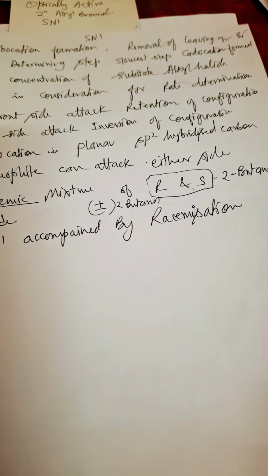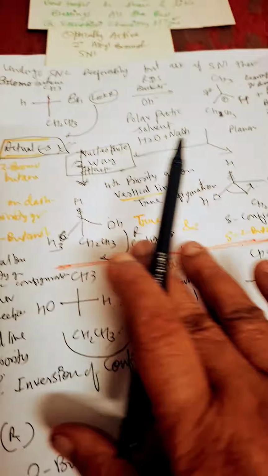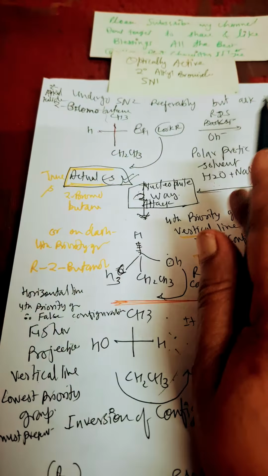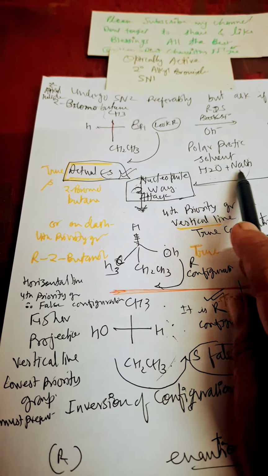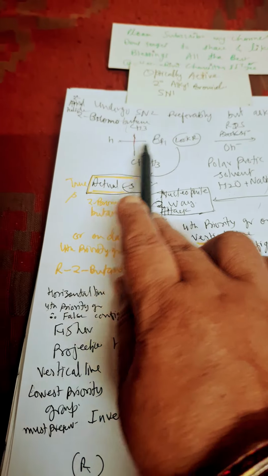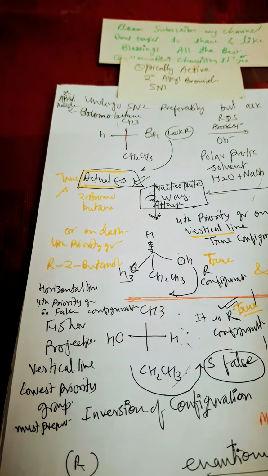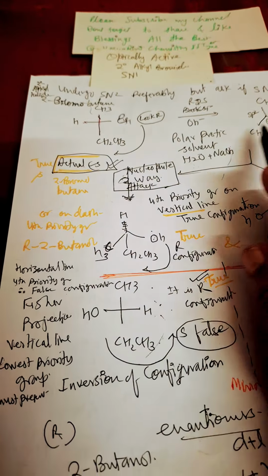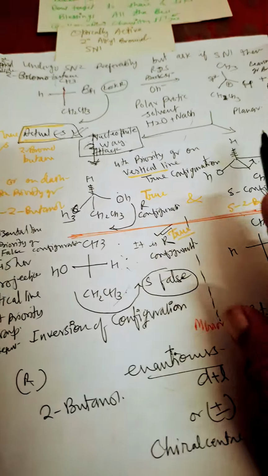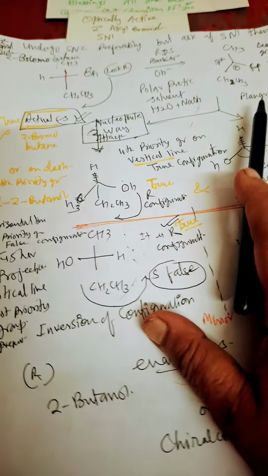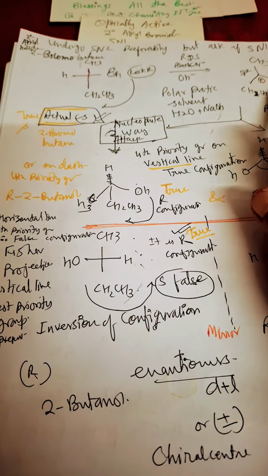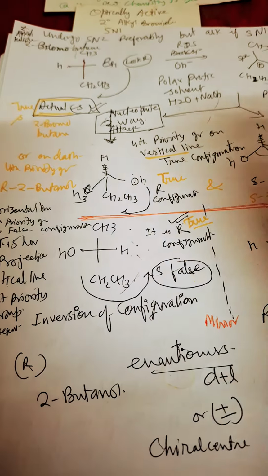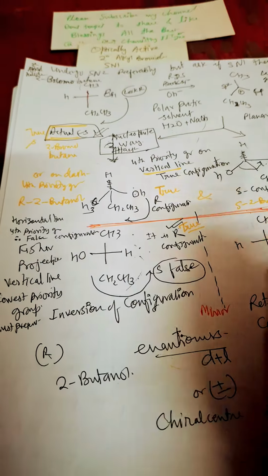SN1 is accompanied by racemization. Here I will give an example. I took this 2-bromobutane, and when polar protic solvent and NaOH attack on it, Br is cleaved. This is the leaving group, it is removed, and we'll get a 2-degree carbocation, an sp2 hybridized carbocation. It is planar, so attack can be on either side, this way or this way. So we'll get S configuration or R configuration.